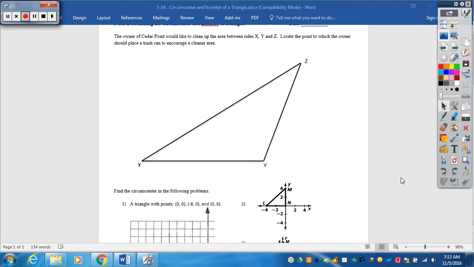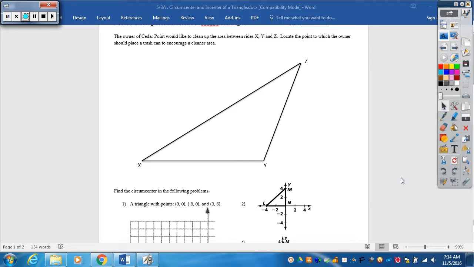So let's get started here, and you have this paper laid out for you, and you've got a problem. The owner of Cedar Point would like to clean up the area between rides X, Y, and Z. Locate a point at which the owner should place a trash can to encourage a cleaner area. Now, let's boil this problem down to something real simple, okay? I want to know a point that's the same distance from X, Y, and Z. What point is the same distance between those three, okay?